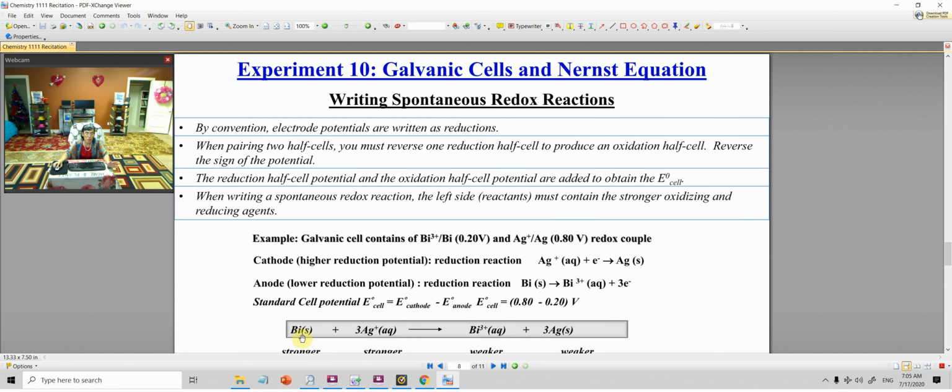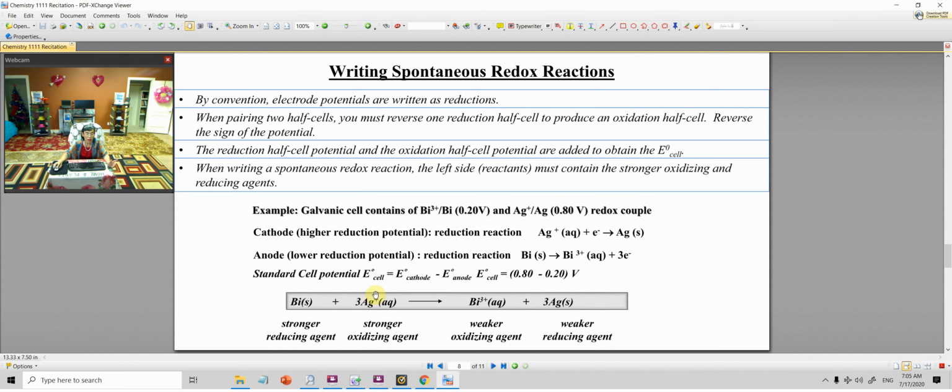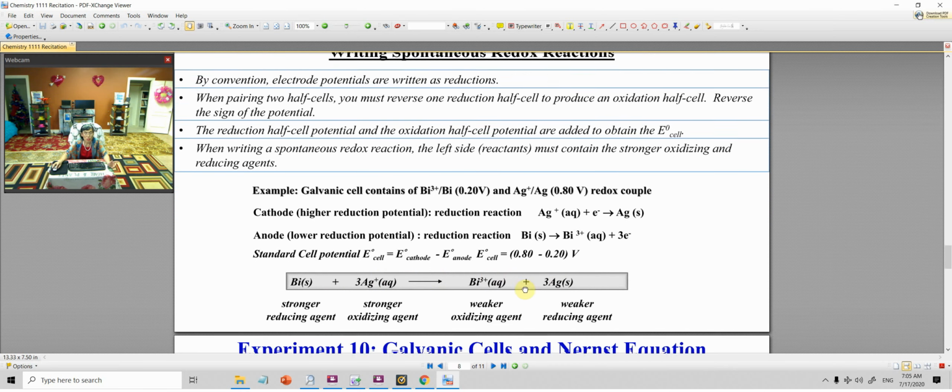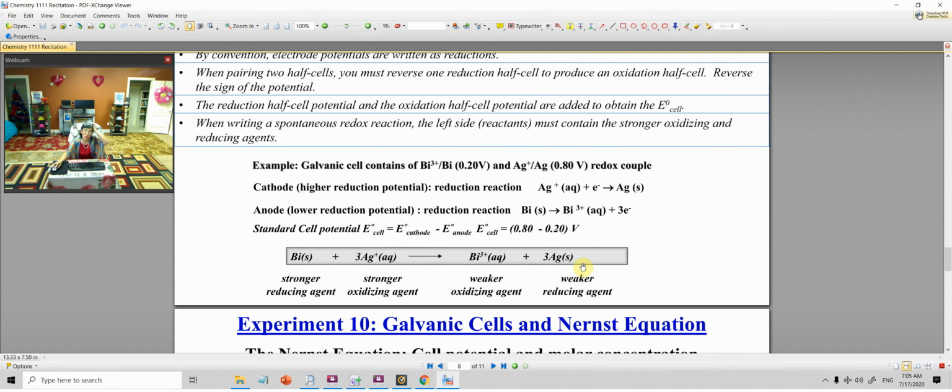Anode means this bismuth is going to be oxidized, and your Ag+ will be reduced. So that's how you write down the balanced reaction.